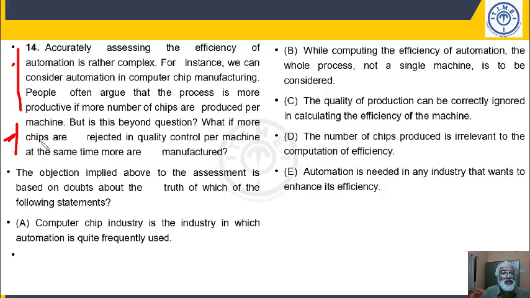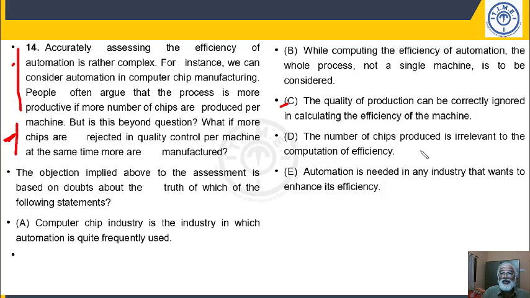Now, the computer chip industry is the industry in which automation is quite freely used. They are not going to doubt the truth of that. While computing the efficiency of automation, the whole process, not a single machine, is to be considered, but they are actually talking about single machines here. The quality of production can be correctly ignored in calculating. So if you're making a statement saying you don't need to bother about quality when you calculate efficiency, the truth of that statement is what these objectors would object to.